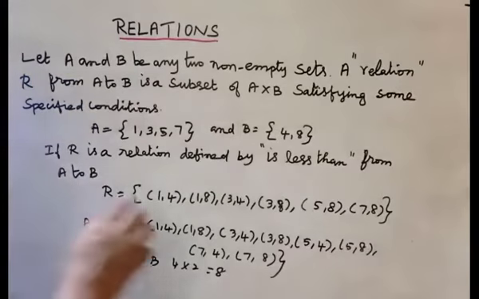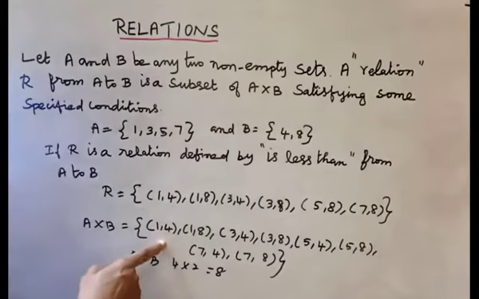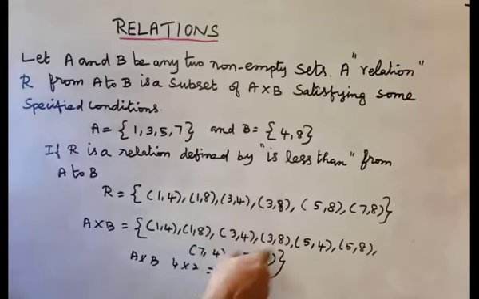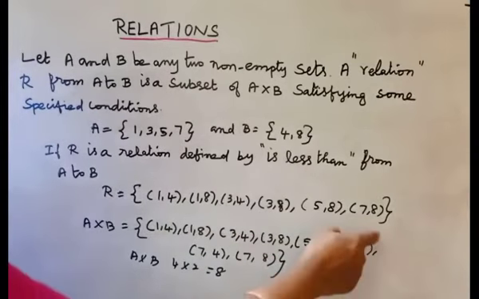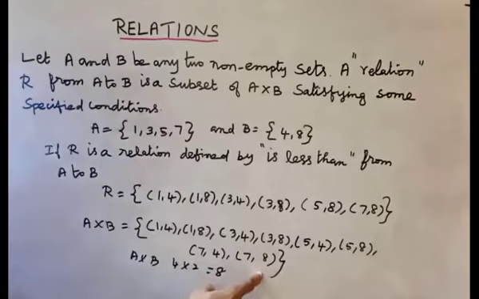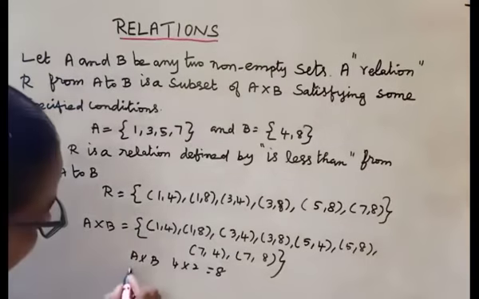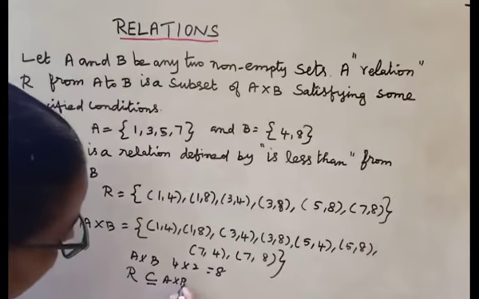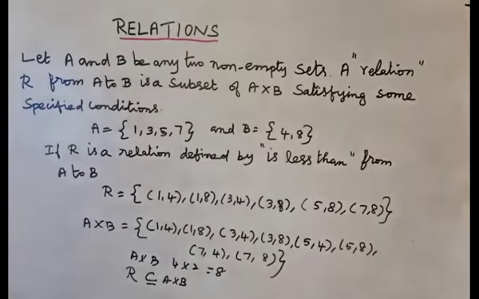Now you see (1, 4) is there, (1, 8) is there, (3, 4), (3, 8), (5, 8), (7, 8). So R is a subset of A cross B. Okay.